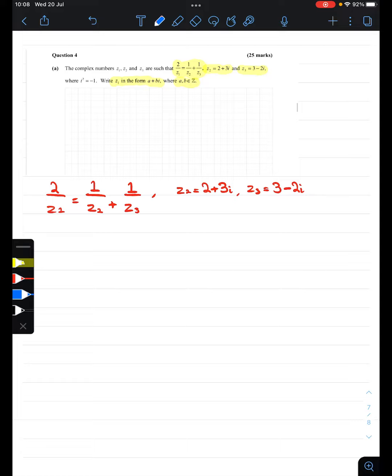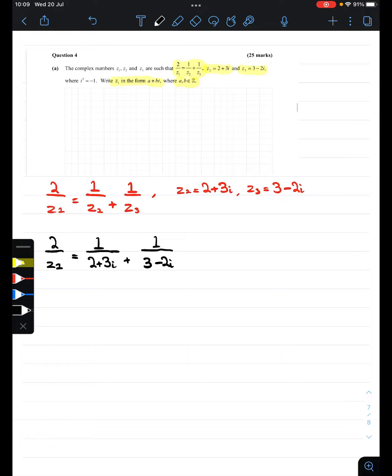Okay, so are there any relevant formulas? It doesn't look like it. So let's just write out our equation. We're going to be solving for z1 equals 1 over 2 plus 3i, because that's what z2 is, plus 1 over 3 minus 2i.